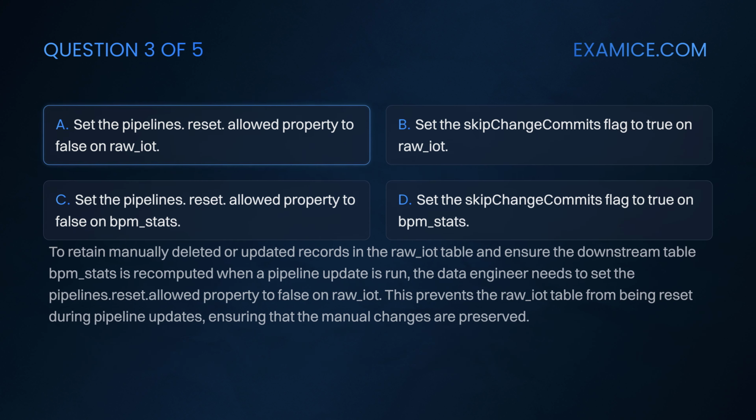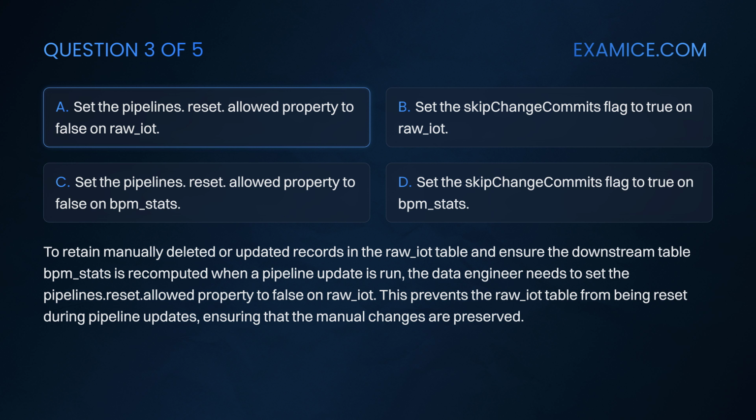To retain manually deleted or updated records in the raw IoT table and ensure the downstream table BPM stats is recomputed when a pipeline update is run, the data engineer needs to set the pipelines.reset.allowed property to false on raw IoT. This prevents the raw IoT table from being reset during pipeline updates, ensuring that the manual changes are preserved.